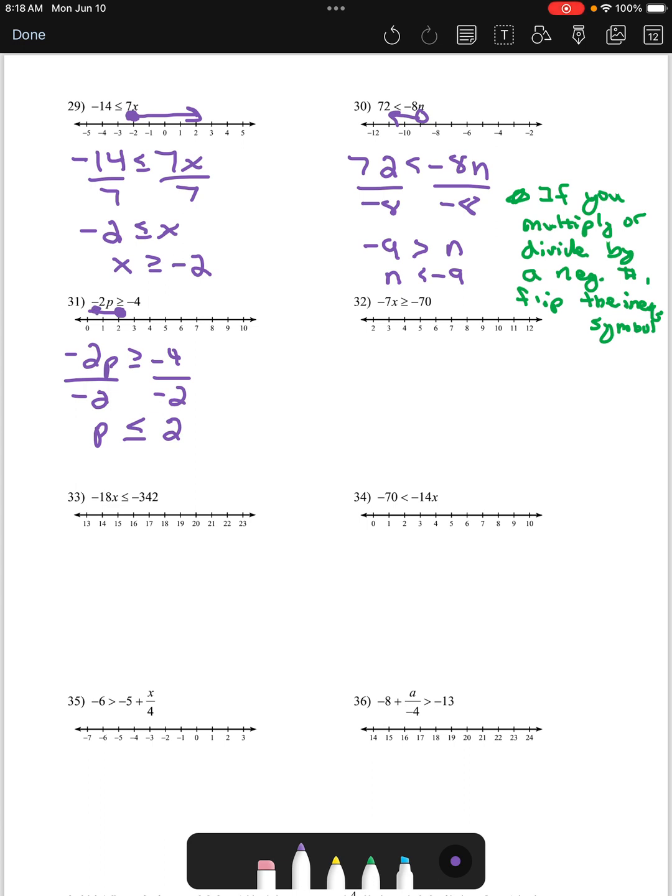We're going to put a circle at 2. We're going to fill it in. We're going to put an arrow to the left. And again, you can check this very easily. Pick a number there, like 0. -2 times 0 is 0. And is 0 greater than or equal to -4? Yes.